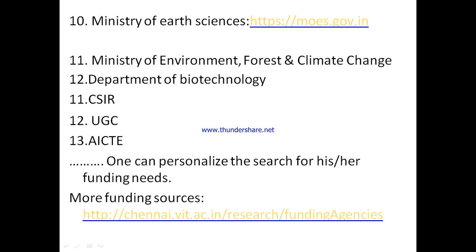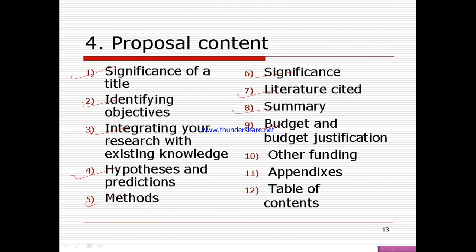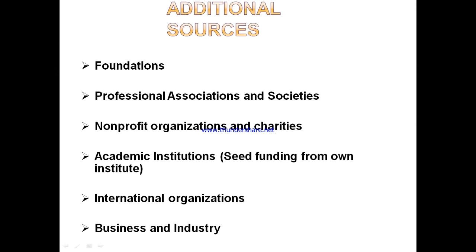Other than that, you have the Ministry of Earth Sciences, Ministry of Environment, Forest and Climate Change, Department of Biotechnology (DBT), CSIR, UGC, AICTE. One can personalize the research for these funding agencies. You can write the proposal based on these schemes. These are additional sources for foundations like professional associations and societies and non-profit organizations. All this information is required whenever you are targeting any sponsored or funded projects.